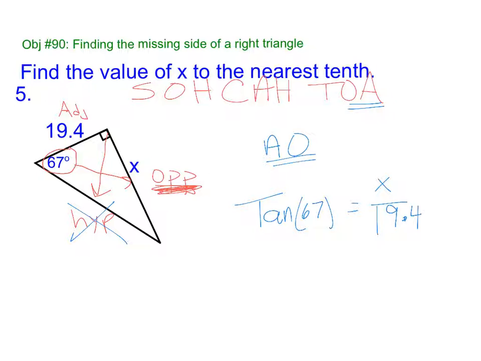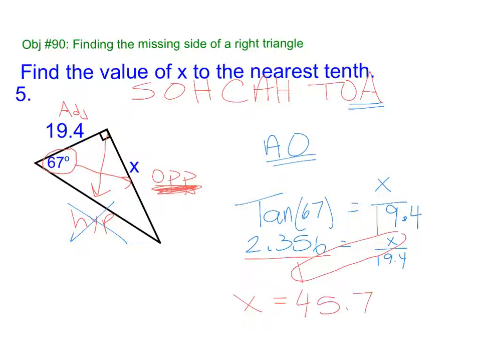Now, I know this one looks a little scary, but I promise it's not that bad. So I'm going to put tan of 67 in my calculator, and I'm going to get a decimal. And I'm going to keep 3 decimals. 2.356 equals x over 19.4. Now, how do you solve for x here? Well, the easy way, I'm just going to put the fraction over 1, and we're going to cross multiply. 1 times x is x, and then 19.4 times 2.356 is 45.7. And now this is not degrees. We just found the side, right? And we're done.